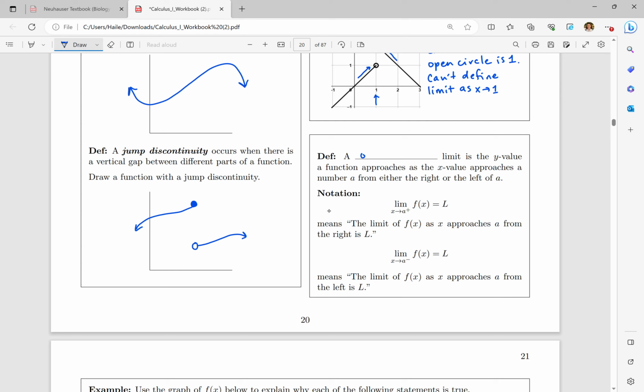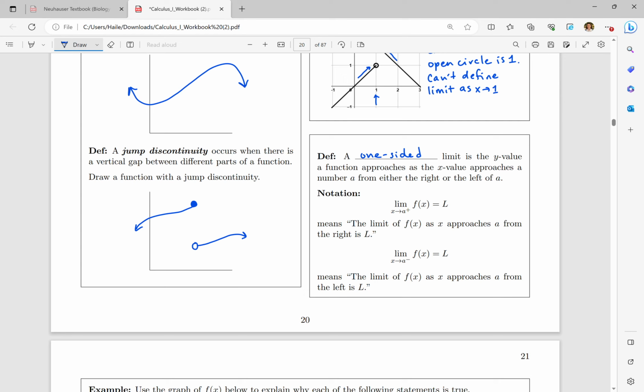A one-sided limit is the y value a function approaches as the x value approaches a number a from either the right or the left of a. So not like in lesson 1, where we had something on both sides of the number we were approaching. Now we're just looking at one side at a time. Sometimes those sides might match up and you might have a limit overall from both directions. But if that's not the case, now we can actually define a limit for the right side versus the left side.